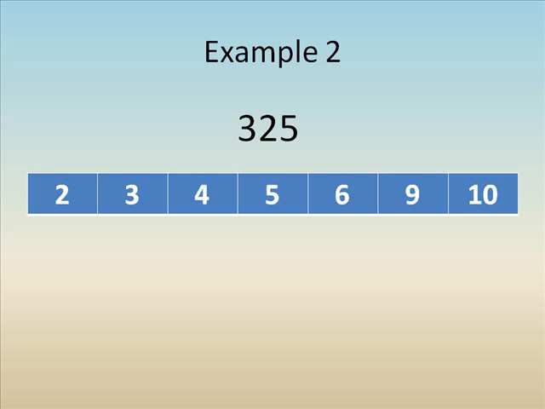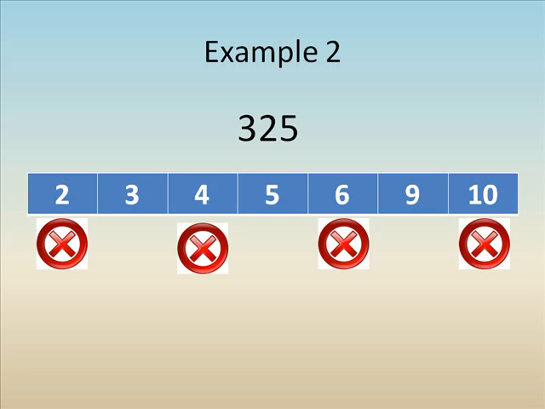Let's try 325. Right off the bat, 325 is odd. I know 2 doesn't work because 2 only goes in the even numbers. Remember how I talked about shortcuts earlier? Since 2 doesn't work, there's not going to be one single even number that's going to work. So you can cross out 4, 6, and 10.